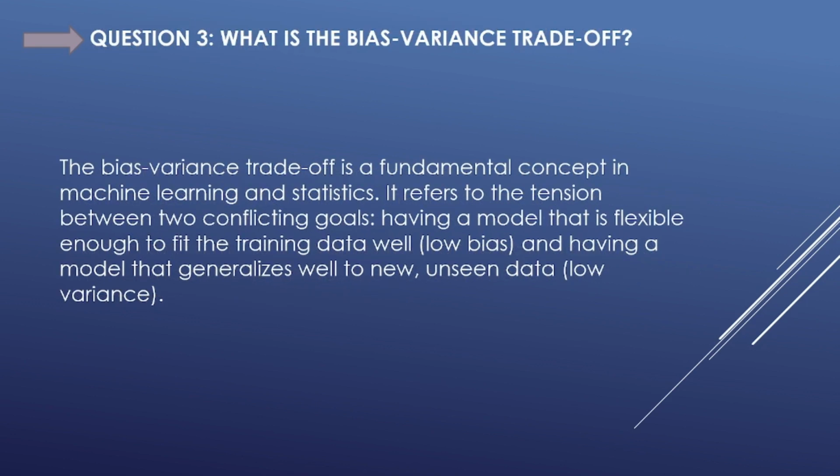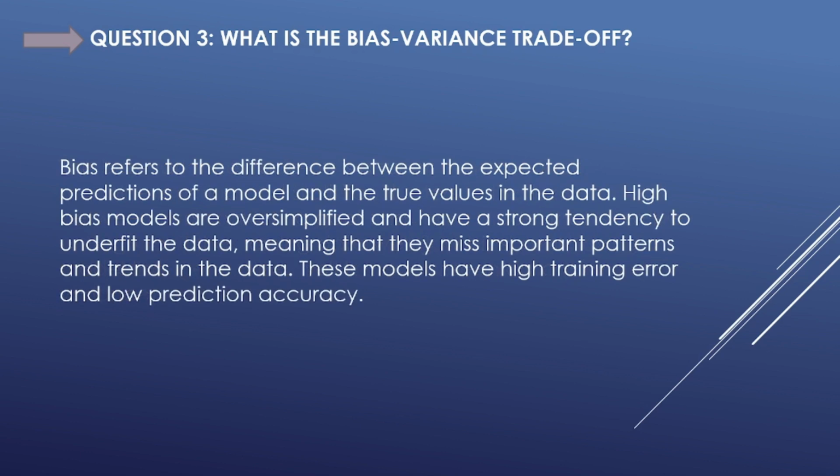Question 3. What is the bias-variance trade-off? The bias-variance trade-off is a fundamental concept in machine learning and statistics. It refers to the tension between two conflicting goals: having a model that is flexible enough to fit the training data well, and having a model that generalizes well to new unseen data. Bias refers to the difference between the expected predictions of a model and the true values in the data. High bias models are oversimplified and have a strong tendency to underfit the data, meaning that they miss important patterns and trends in the data. These models have high training error and low prediction accuracy.